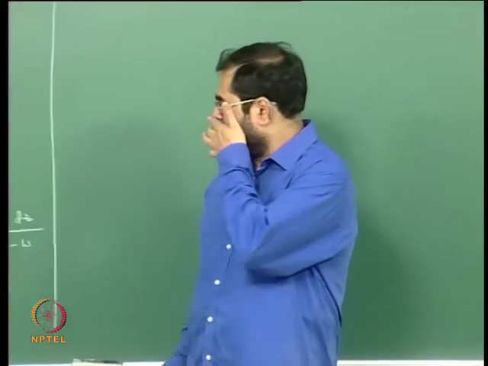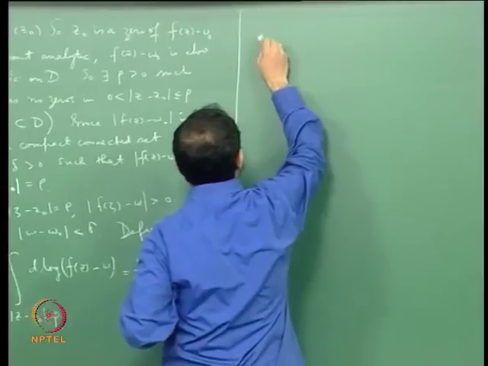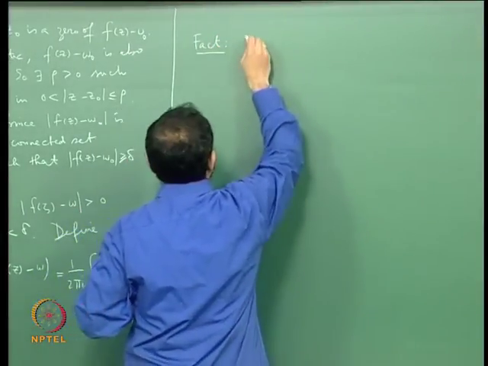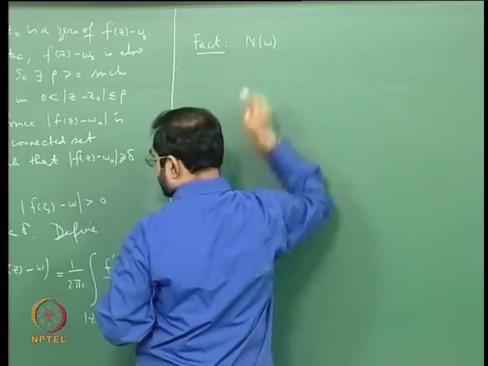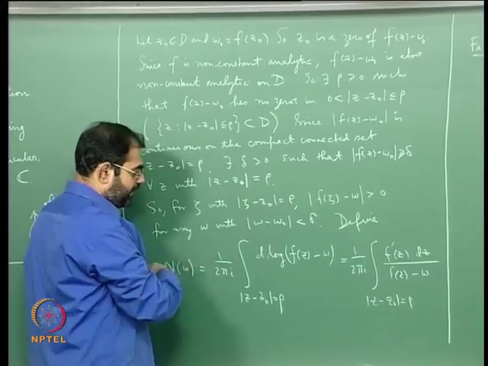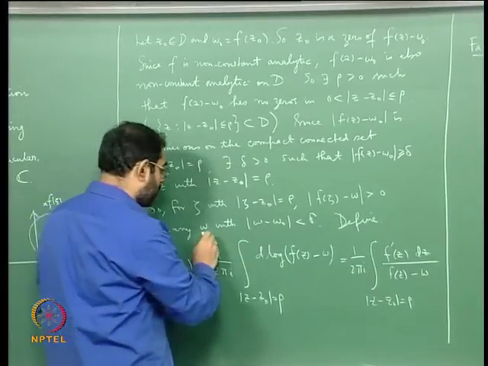Okay, so now the fact is the following. So I'll tell you what the fact is. The fact is that n(w). So I should tell you, let me again remind you where this n(w) is defined. It's defined for all w with this property.